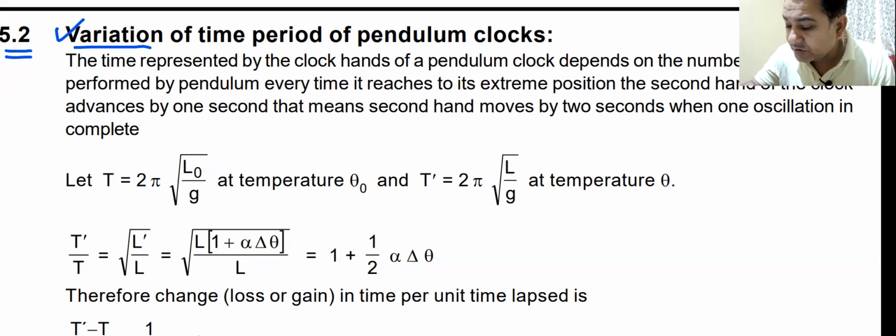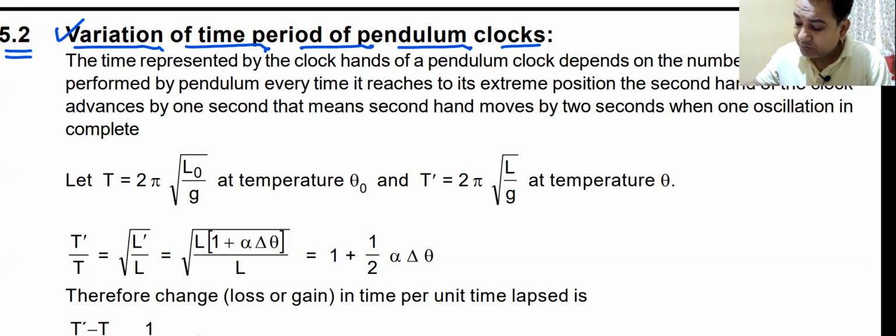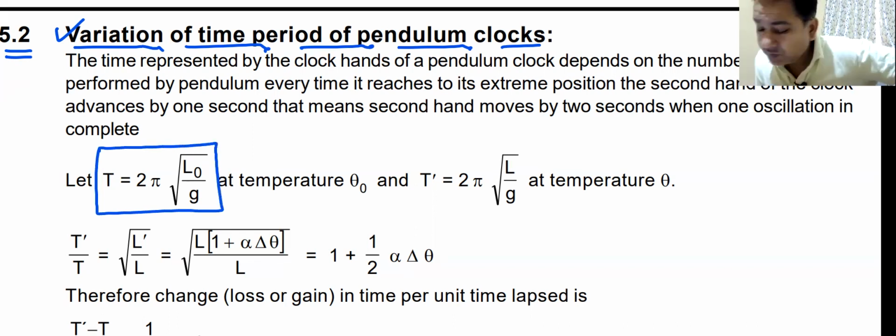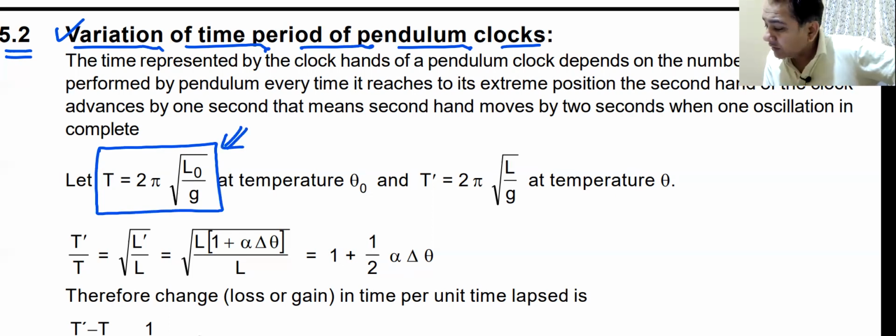variation of time period of pendulum clocks. You must have heard about pendulum clocks, and you must be knowing the time period of a pendulum clock. Yes or no? Time period is 2 pi root over L by G. You all know this? Yes, sir. Okay.